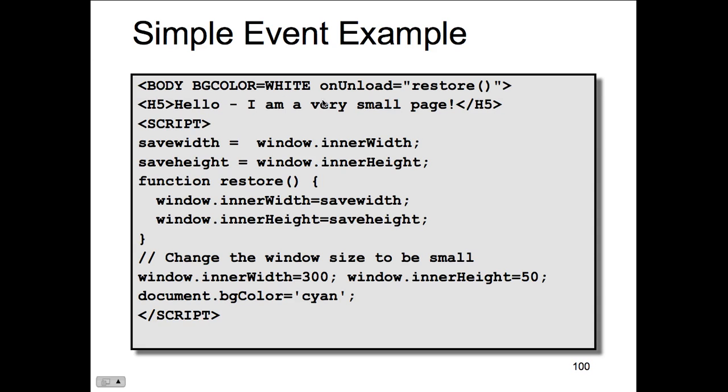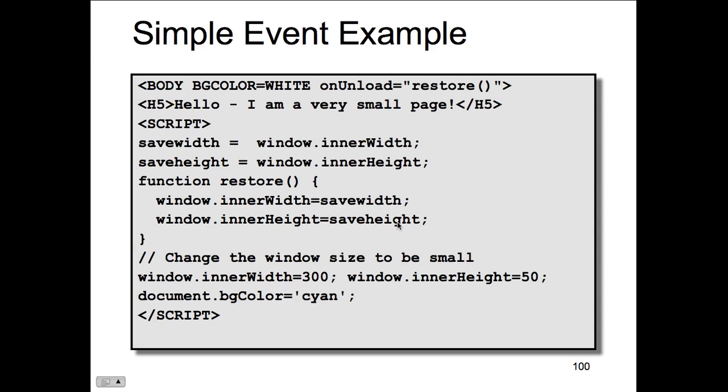So here's an example of a simple event where we're going to set, looks like, the background color at the beginning. And then we're going to put a little header up here that says, hello, I'm a very small page. And then we have a script. The script's going to save the width equal to window.innerWidth, and save the height, the original height of the window, window.innerHeight. And then the function restore. When you change the window, it's going to restore it back to the height and width that it was on before. So window.innerWidth is equal to saved width, and window.innerHeight is going to be equal to saved height.